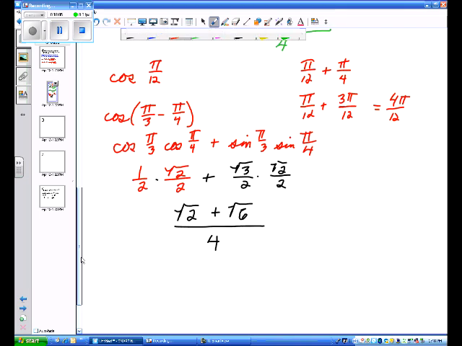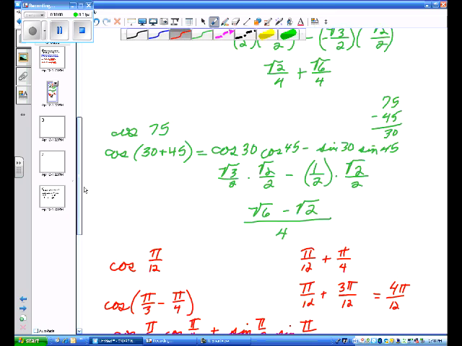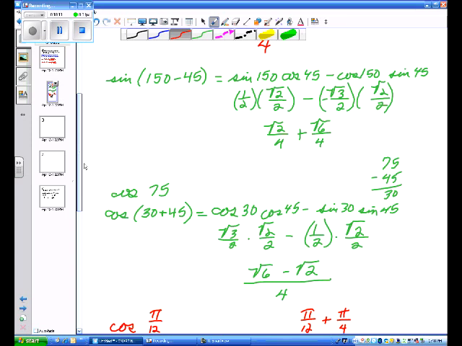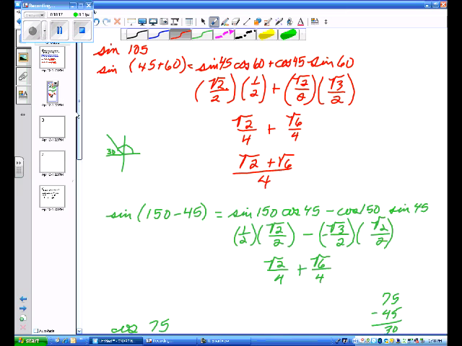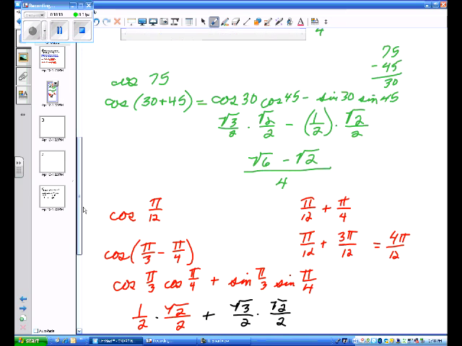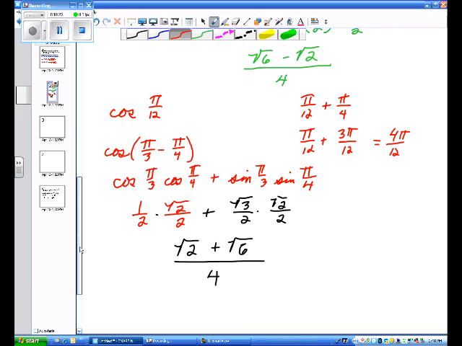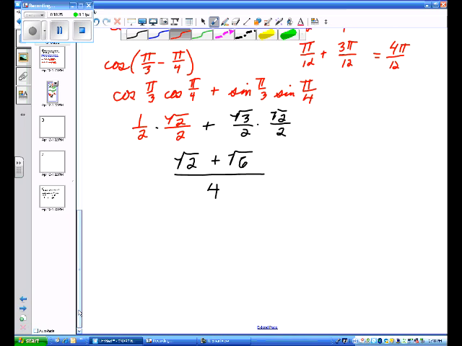Now you may have noticed that we keep getting the same types of answers. They have the same numbers: square root of 6 minus the square root of 2 over 4, square root of 2 over 4 plus the square root of 6 over 4. So this will always be true because we're going to be using the same angles. We're using the angles that we know, which are 30, 45, and 60, angles that have those as their reference angles. So that's going to always happen.